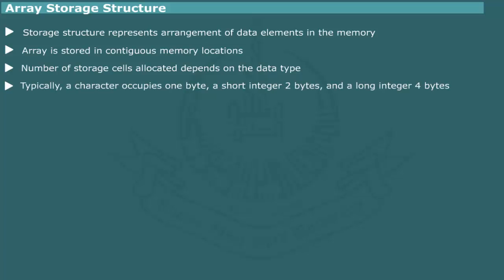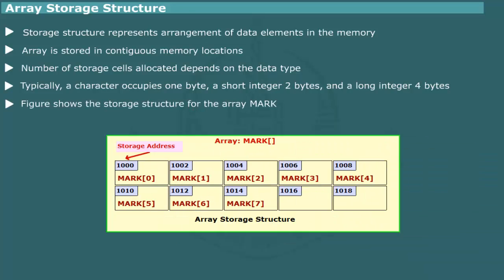Typically, a character occupies 1 byte, a short integer 2 bytes, and a long integer 4 bytes. Figure shows the storage structure for an array mark consisting of short integers. In this storage map, the first element is stored at location 1000, second element at location 1002, and so forth. The numbers 1000, 1002 up to 1014 are referred to as storage addresses.